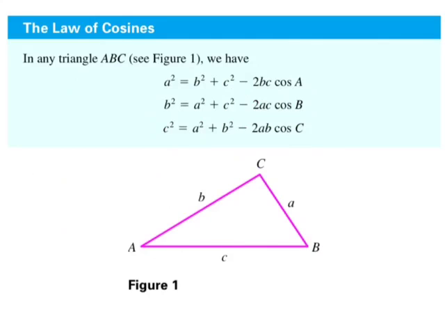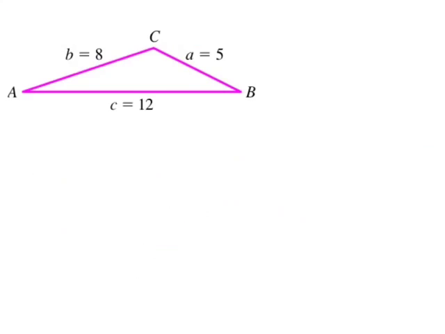So let's go ahead and take a look at an example using the law of cosines. In the following example, we're taking a look at something called a side-side-side triangle. So I'm going to go ahead and note that here for you. Why do we call it a side-side-side? Because I have three sides, A, B, and C.